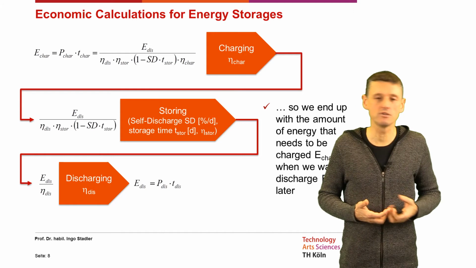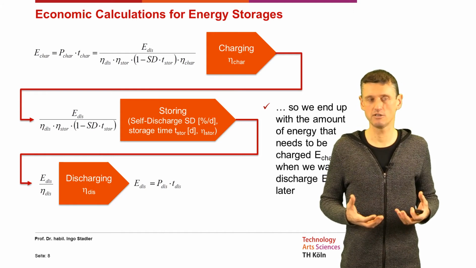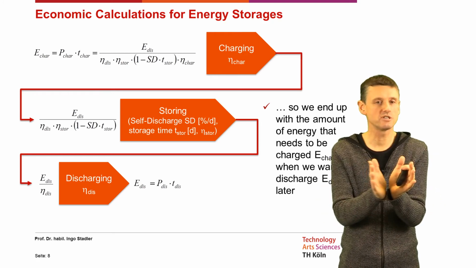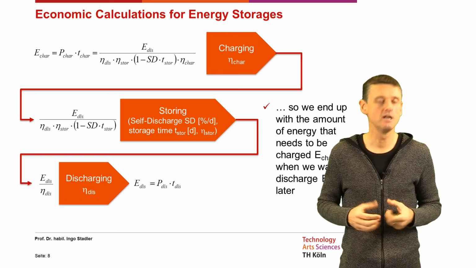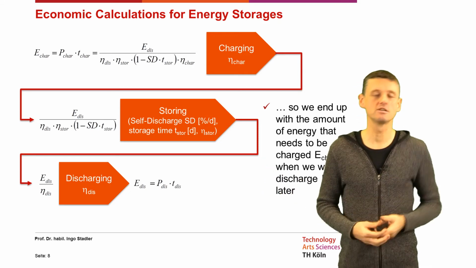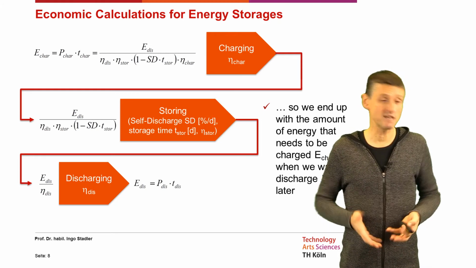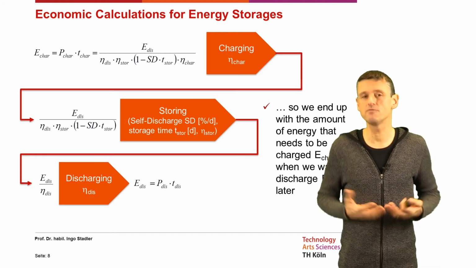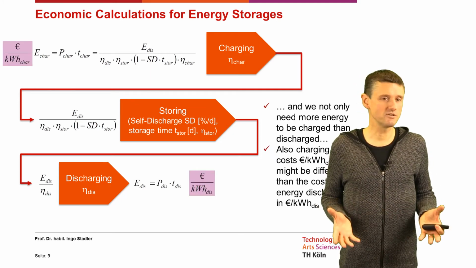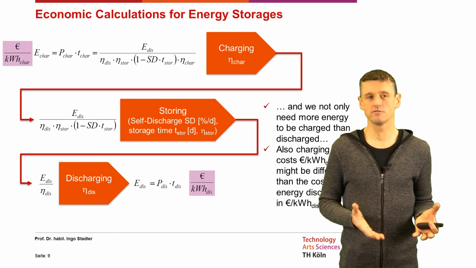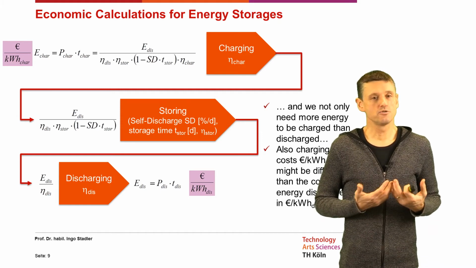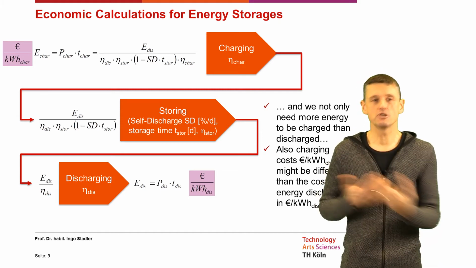So for example, we might charge the charging energy, E-charge, at a very high power in a short time, but when we later discharge, we discharge a small power over a long time. So there are many combinations we can think about, and in some storage technologies they will influence the economics a lot. And what we should not forget at the beginning, when we charge our store, then we also need to pay for the energy that we charge there.